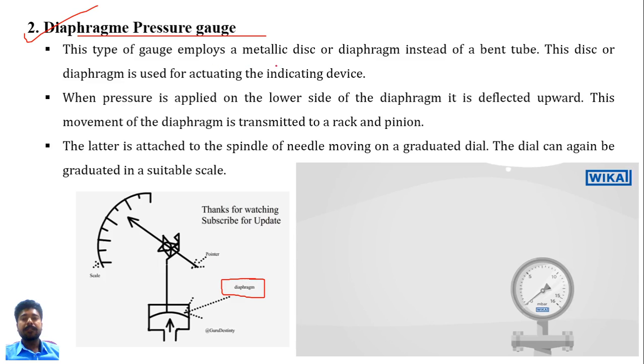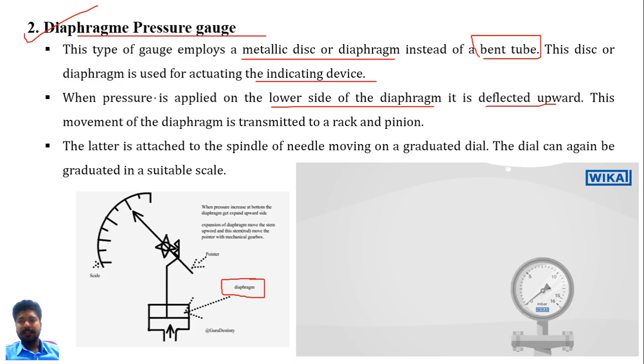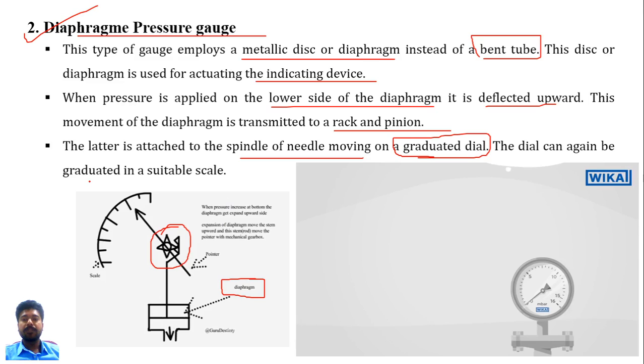so this type of gauge employs a metallic disc or diaphragm instead of the bent tube in our Bourdon tube. This disc or diaphragm is used for actuating the indicating device, or the pointer, which shows the direct pressure on this scale. When the pressure is applied on the lower side of the diaphragm like this, as you can see in this animation, it is deflected in the upward direction, and this movement of the diaphragm is transmitted to the rack and pinion mechanism. This one is our rack and pinion mechanism, and the latter is attached to the spindle of the needle moving on the graduated dial. The dial can again be graduated in a suitable scale.